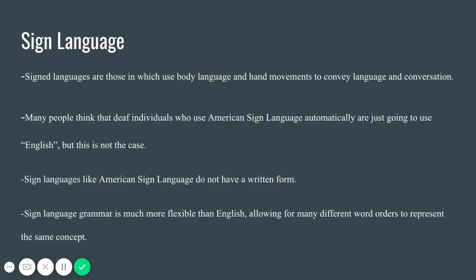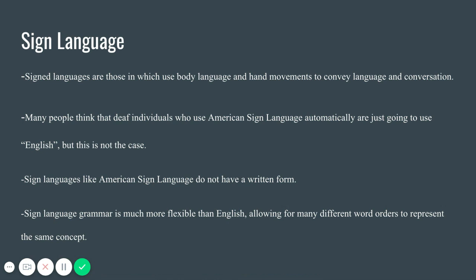Sign language. So this slide's about sign language. Sign language has become such a large part of my life, and I'm so grateful to have been in such an amazing program with everyone I've met in these past 2 years. I'm sad to be leaving the program, but I will never give up on signing. That's why this one's so important. So, sign languages are those which use body language and hand movements to convey language and conversation.